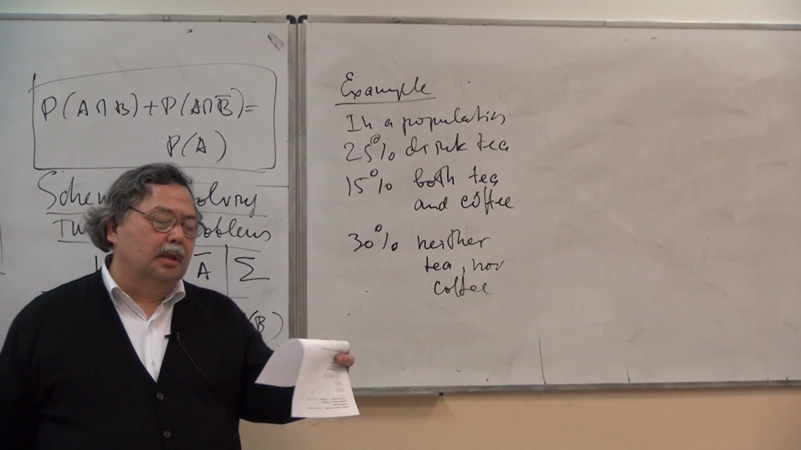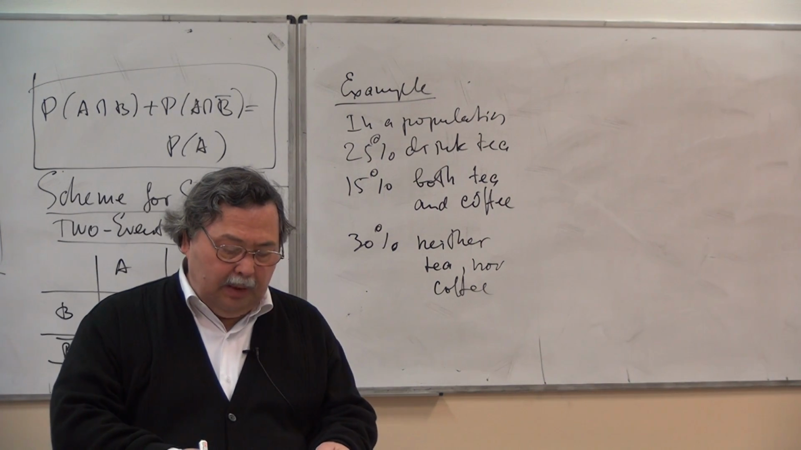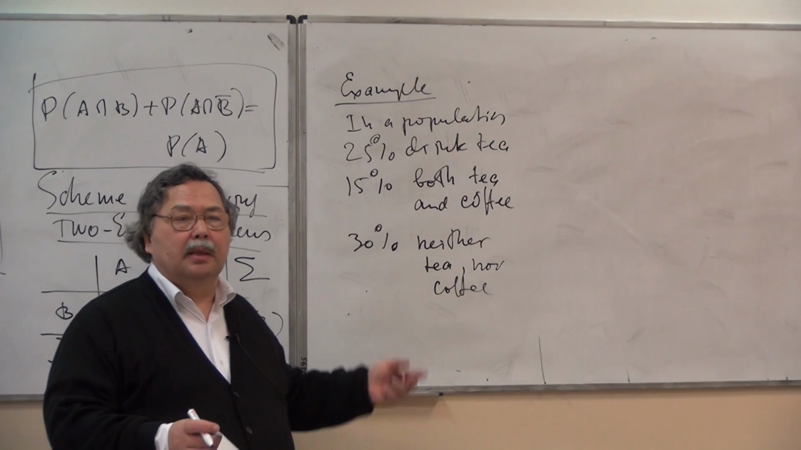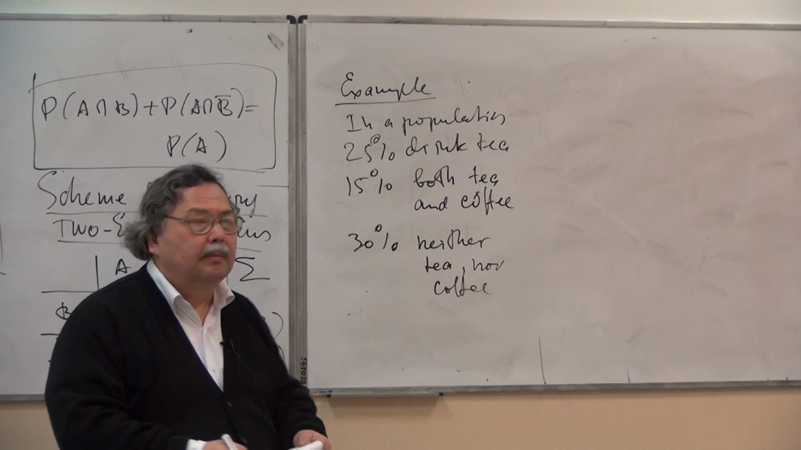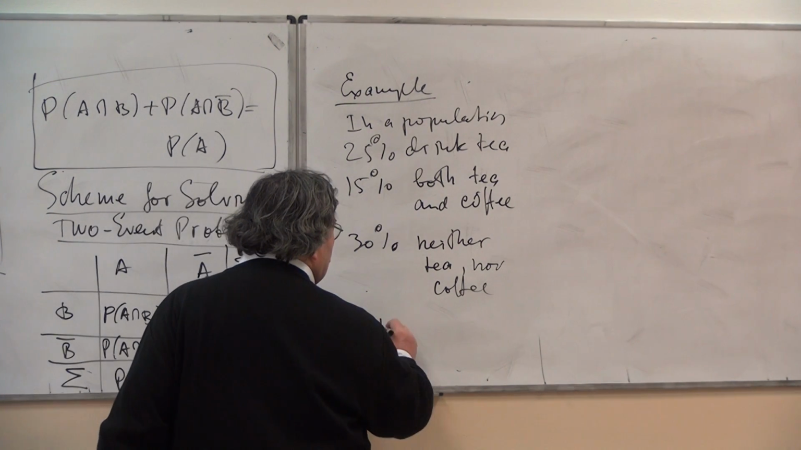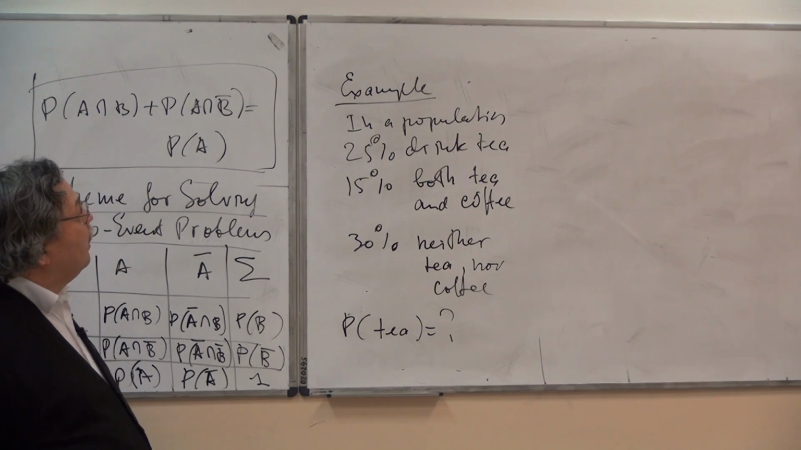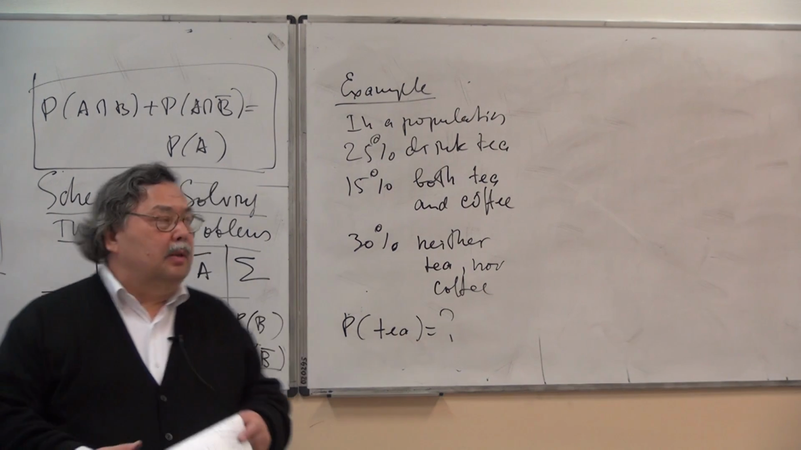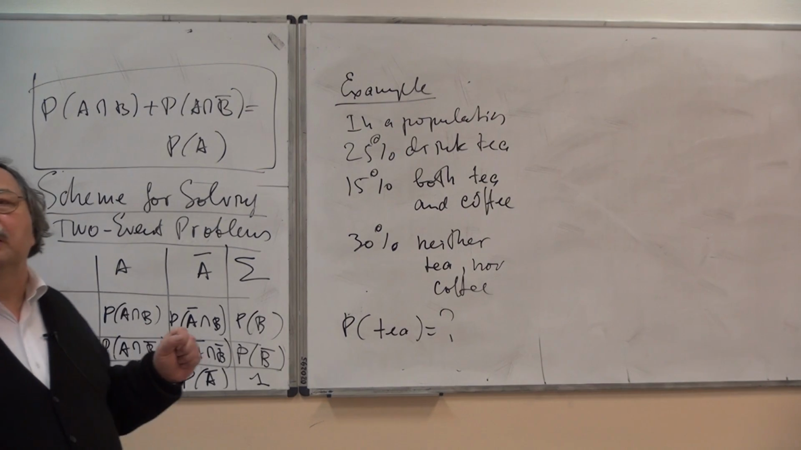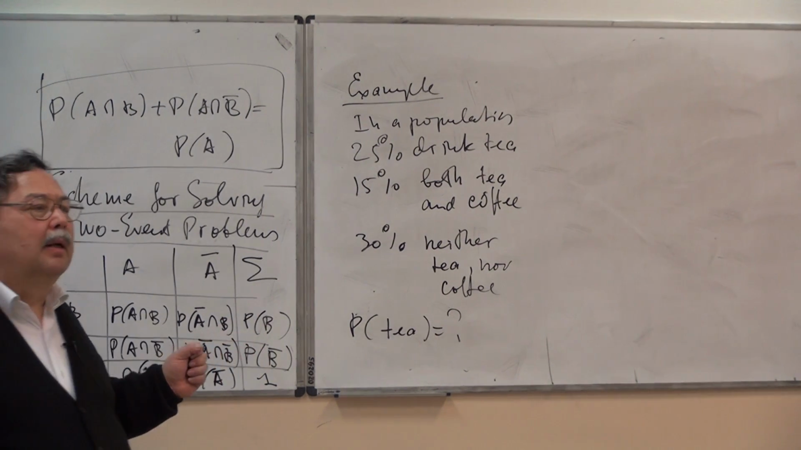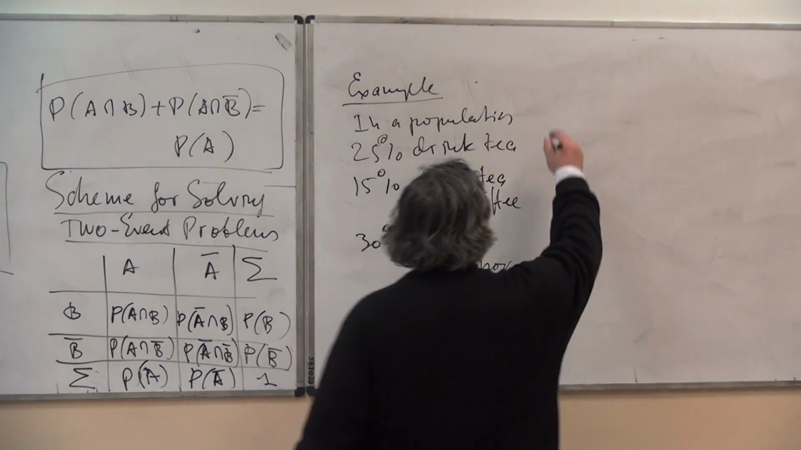And the question is this: suppose we select a member of this population at random. What's the probability that he or she drinks tea? Probability that this member, randomly chosen, drinks tea. Well, of course you can do without this technique. You can figure it out somehow. Maybe Venn diagrams can be used here. I think they can. But this table gives us a very efficient way to solve this kind of problem.